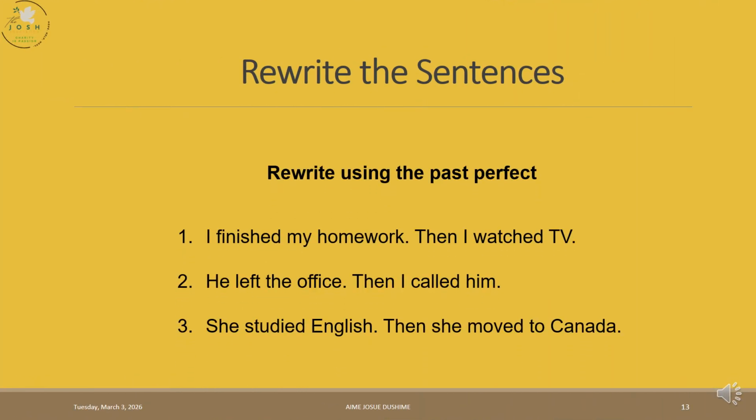You're going to rewrite these sentences. You're going to write the sentences using the past perfect. I finished my work, and then I watched TV. You're going to use the past perfect to make a great sentence. He left the office, then I called him. She studied English, then she moved to Canada. You're going to choose the right structuring and the right time word. Remember that time word is very important here.